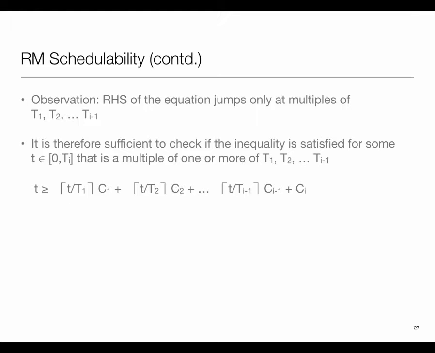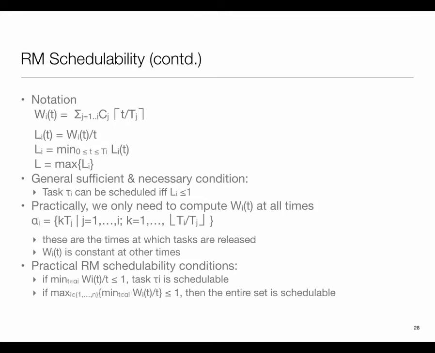So fortunately, I've now turned this into something where I can express it as a finite number of equations. Any one of them, if it is satisfied, I'm good to go. So I can expand this equation into a search over all multiples of t1 which are less than or equal to t sub i, all multiples of t2 which are less than or equal to t sub i, all multiples of t sub i minus 1. Each one of them is going to give me a different inequality, and any one of them, if it works, I'm good to go, because all I need is a t. So that's the basic idea here.